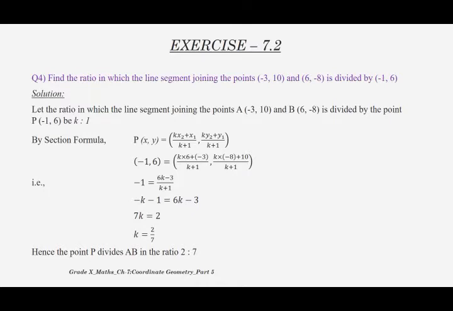Then we have the section formula, substituting for P x, y as -1, 6 and x1, x2, y1, y2 will be the points A and B. Substituting, we get -1 equal to (6k minus 3) by (k plus 1). Cross multiplying and solving, we get k to be 2 by 7. Hence, the point P divides AB in the ratio 2:7.